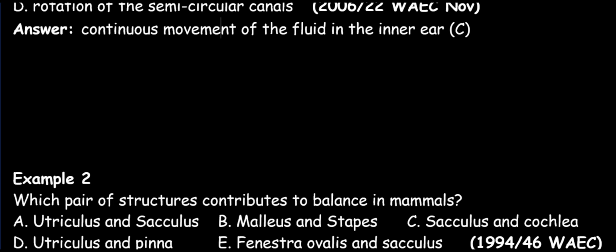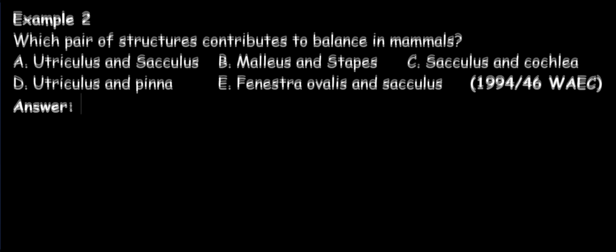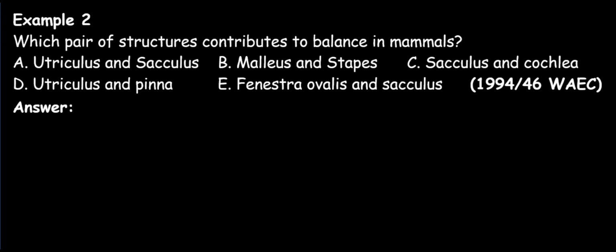The next question is, which pair of structures contribute to balance in mammals? A, utriculus and sacculus. B, malleus and stapes. C, sacculus and cochlea. D, utriculus and pinna. E, fenestra ovalis and sacculus. The answer to this question is A. The utriculus and sacculus are structures which are concerned with balance in mammals. They are found in the inner ear.